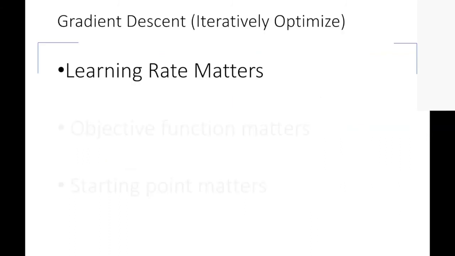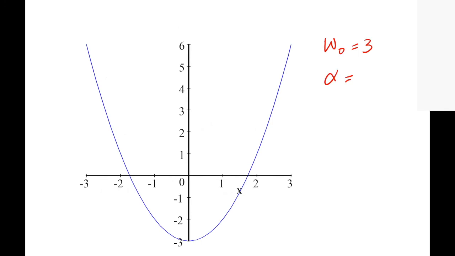All right, so just a few concerns when you use gradient descent, and we will use concrete examples to show you why they matter. The first is that learning rate matters. So now let's start from omega 0 equals 3, and let's use a very small learning rate, 0.01, maybe 0.001.